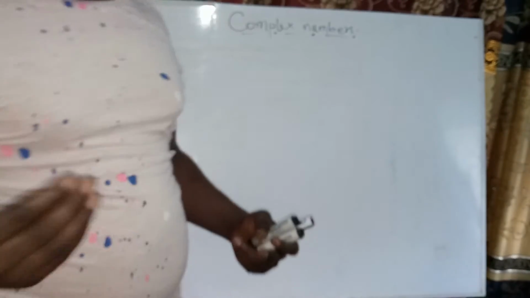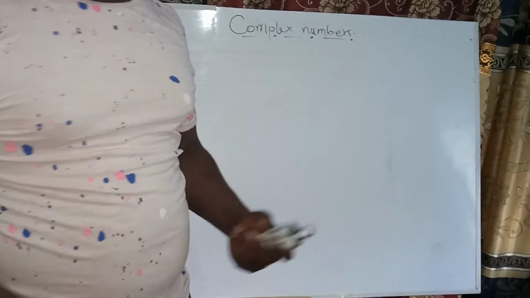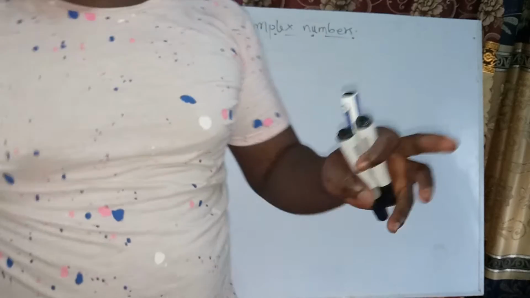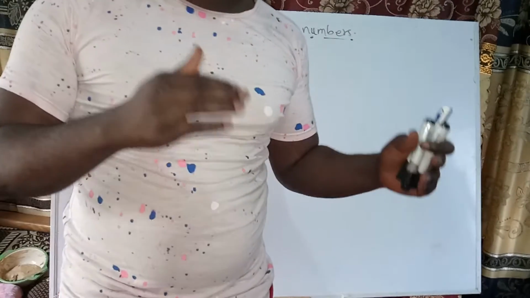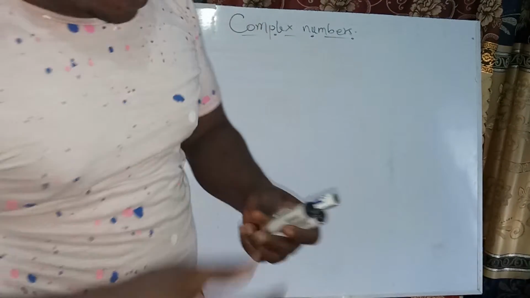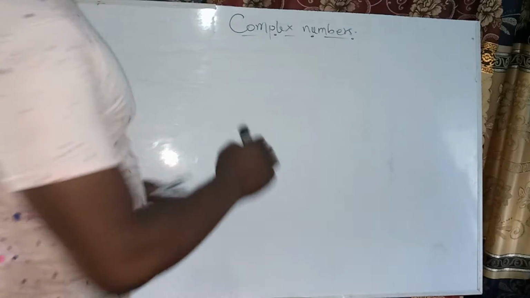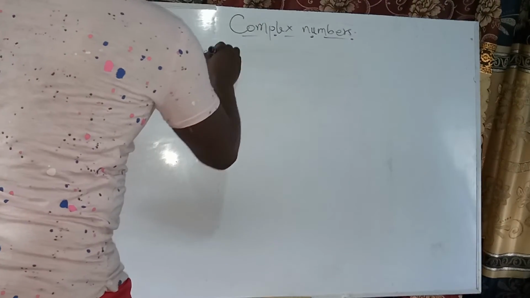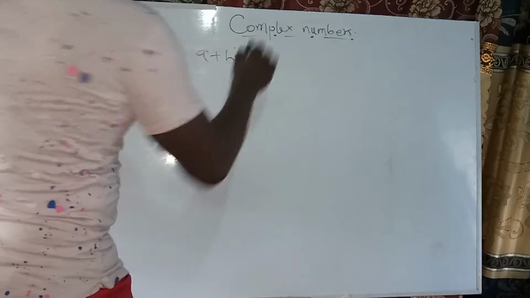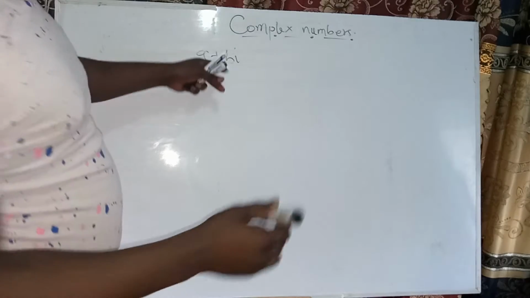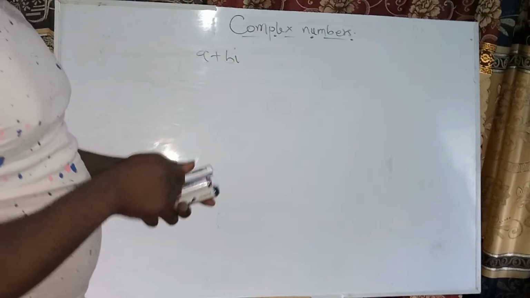Today I'm going to talk to you about complex numbers. Complex numbers come in two parts: we have the real side and we have the imaginary side. A complex number comes in the form a plus bi. This is the form in which a complex number comes.